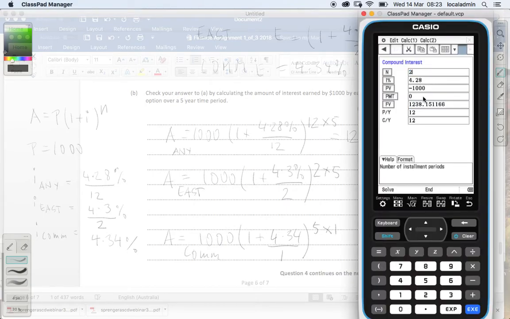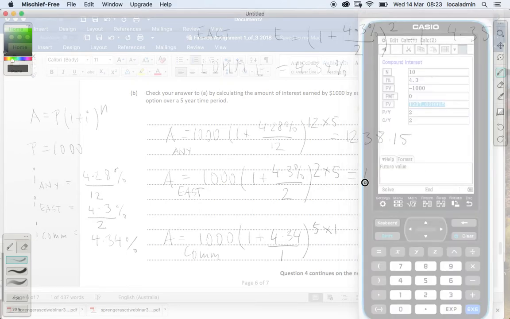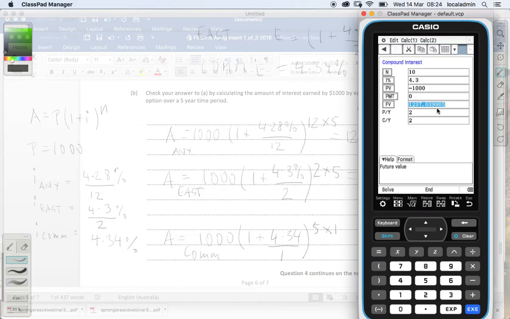This time we do it 2 times 5. So remember, 2 six-month periods for 5 years. Now the compounding this time only happens twice per year. We have a slightly different interest rate, not much, 4.3. Same principle. Let's see what we get here. We got 1237.04. And now let's do that one more time.